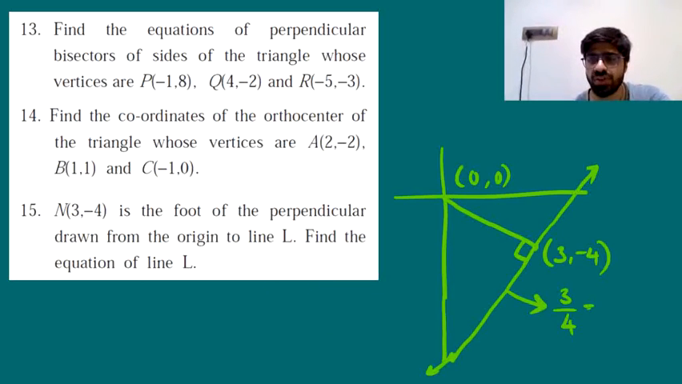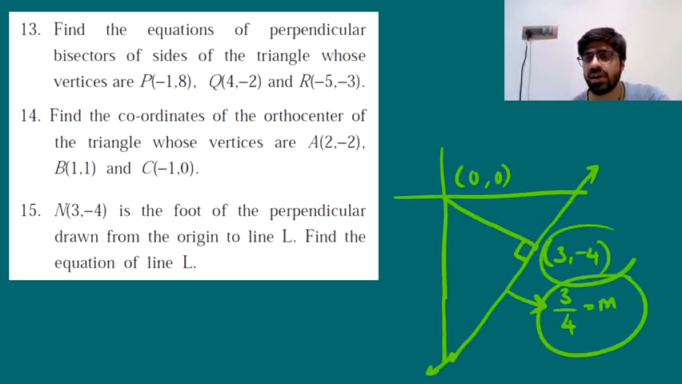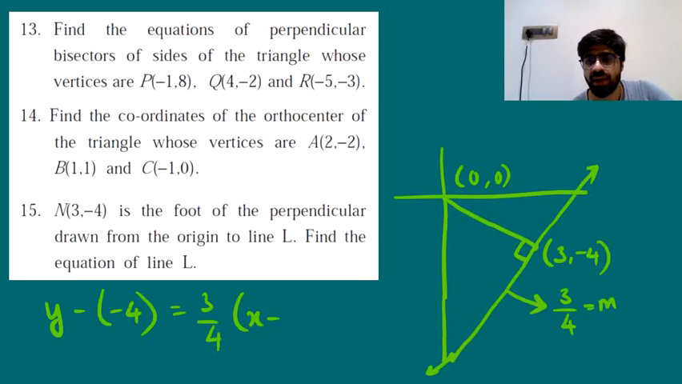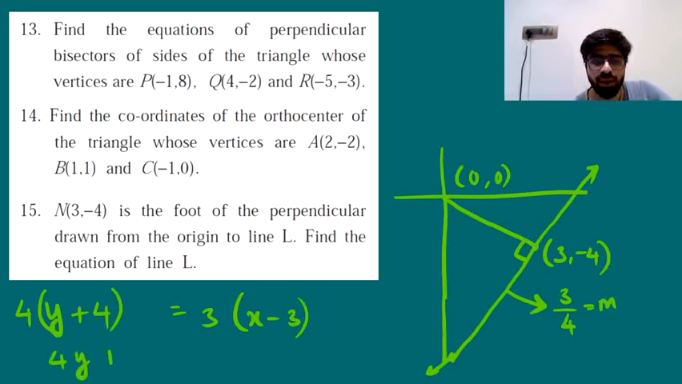So the slope of this line is 3 by 4 and the line passes through 3 comma minus 4. So we write the equation of the line in the slope point form, which is y minus y1, that is minus 4, equal to m, which is 3 by 4, into x minus x1, which is 3. This will be y plus 4. Take that 4 on the left. So we will have 4 into y plus 4. Expand the two brackets. So 4y plus 16. Expand that right hand side bracket also. So 3x minus 9.